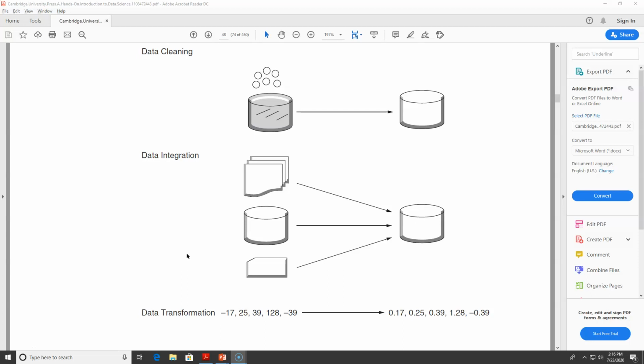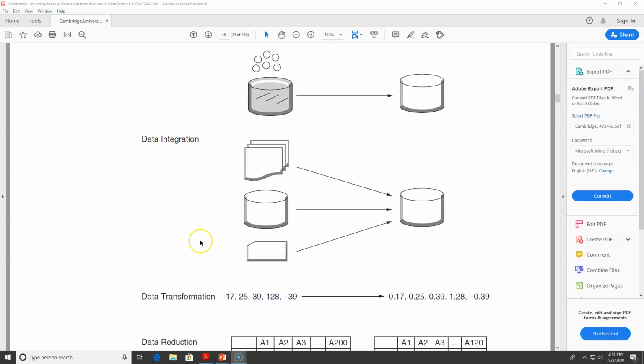The next thing is about data integration. You can see over here we have different sources of data, maybe some spreadsheets, maybe some text files, maybe some databases. You are integrating all this data from different sources into one single structure, into one single database.